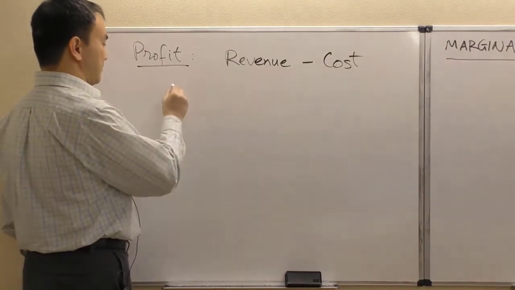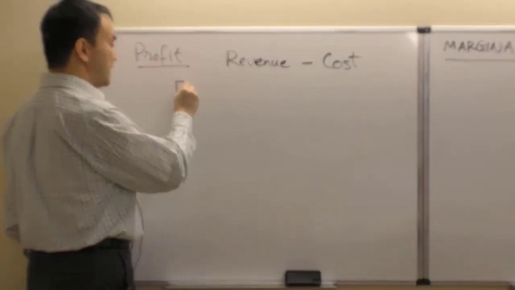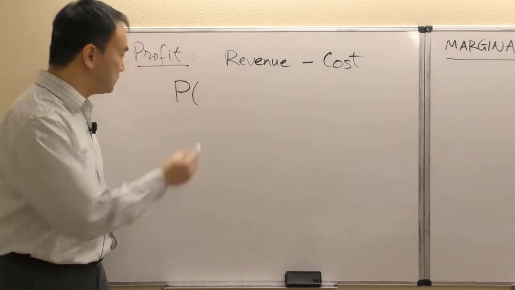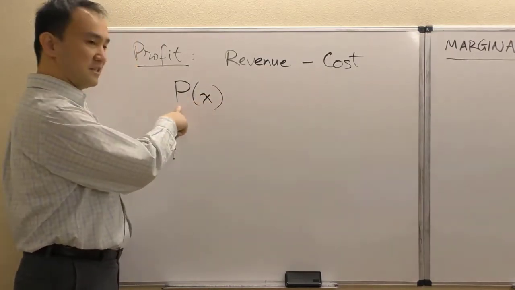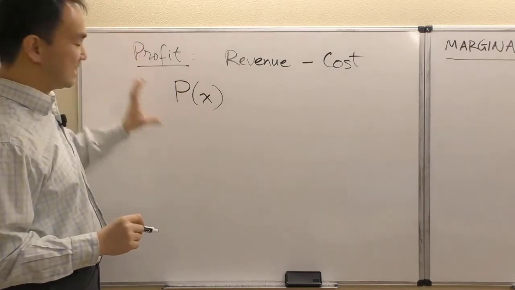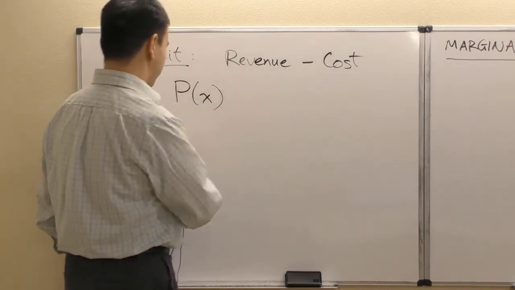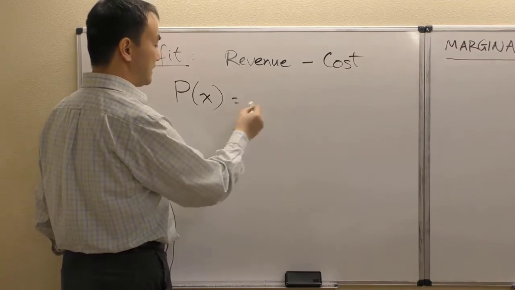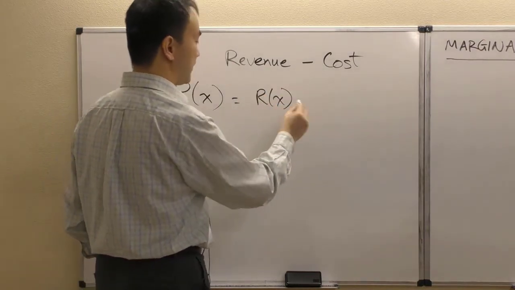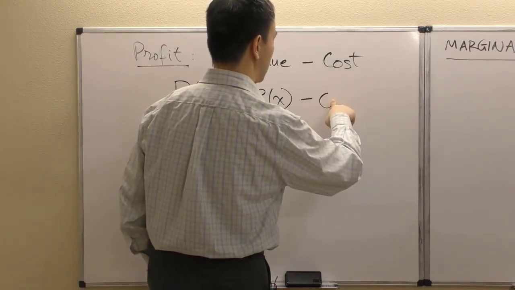Again, commonly many textbooks, including me, have the habit of using a capital P to represent the profits. Now profits can have a mathematical relationship: it's the revenue as a function of x minus the cost function.